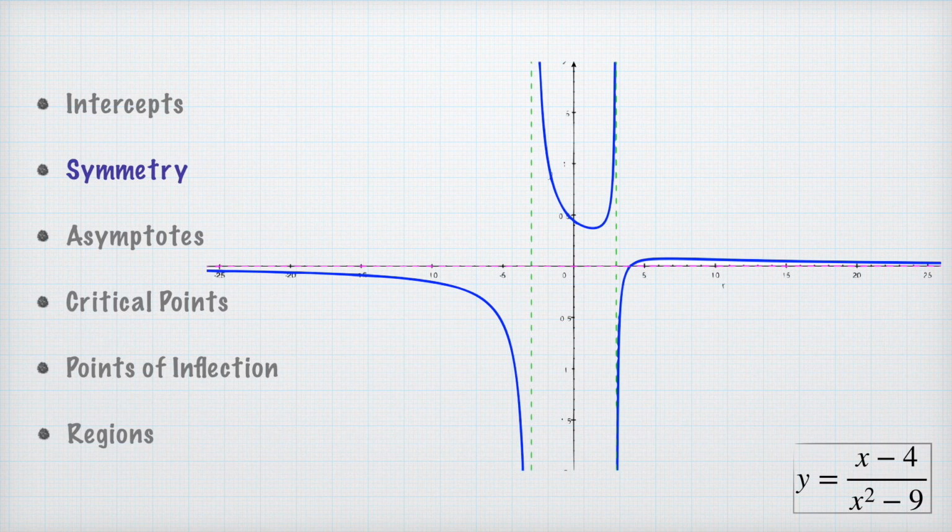Now, if we're going back to our sample graph here, and we're going to test for the symmetry of the function y equals (x - 4) over (x squared - 9), the first test is to change y to negative y. If we're going to change y to negative y, the resulting equation would now be negative y equals (x - 4) all over (x squared - 9). And comparing the resulting equation to the given function, the equation was changed. Therefore, there is no symmetry with respect to the x-axis.